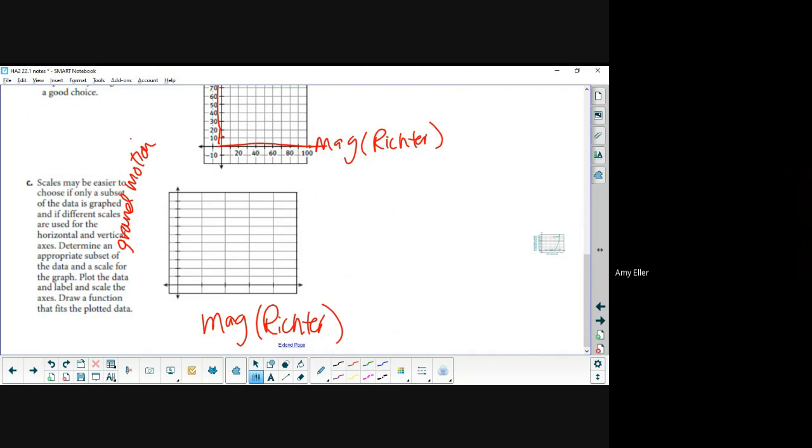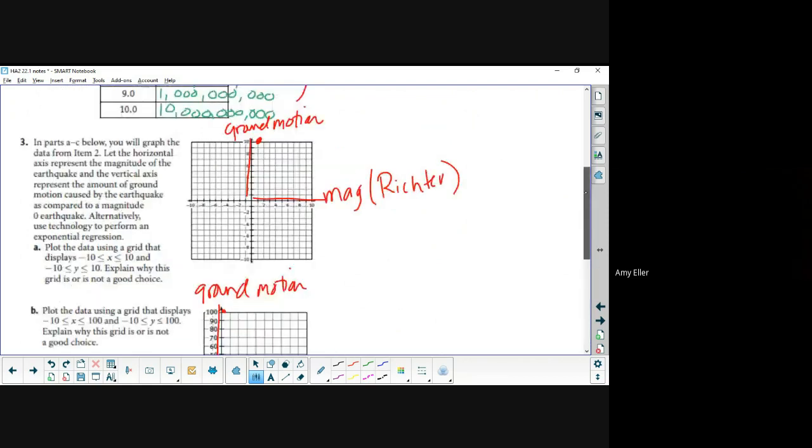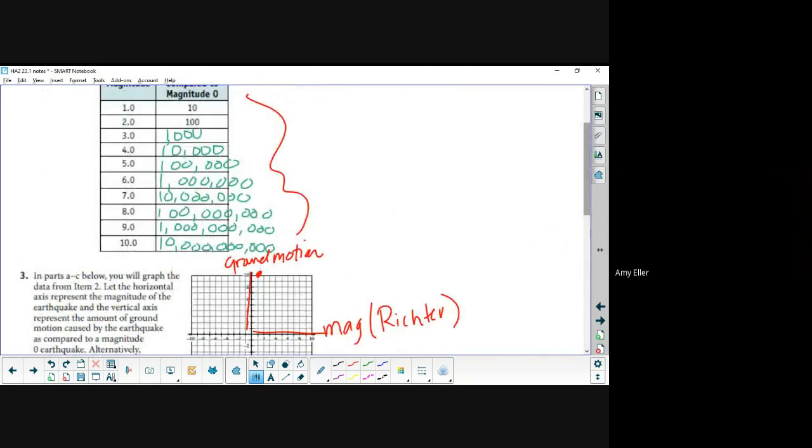Are you guys counting by ones in the magnitude direction? That would probably be best because if we count by twos, we're going to get to 10. Then we'd have to get to like 10 billion in the y. So let's just count by ones. Knowing I'm going to get to 5 for magnitude Richter scale reading, I need to get to 100,000.